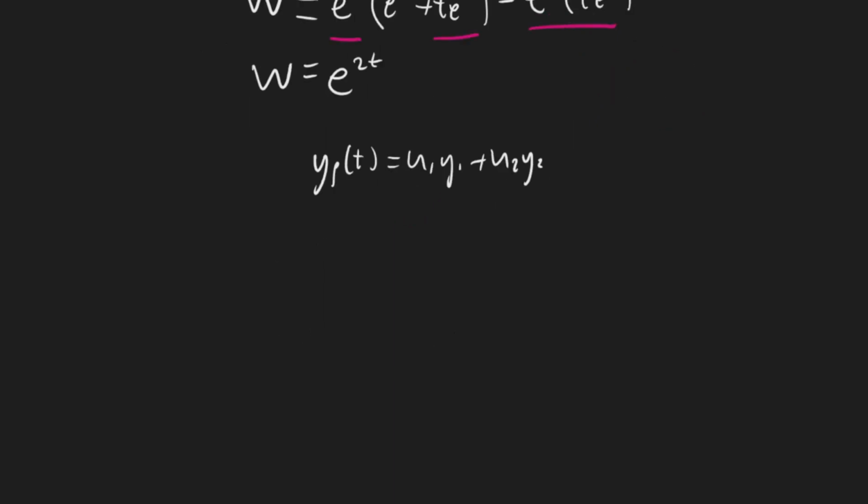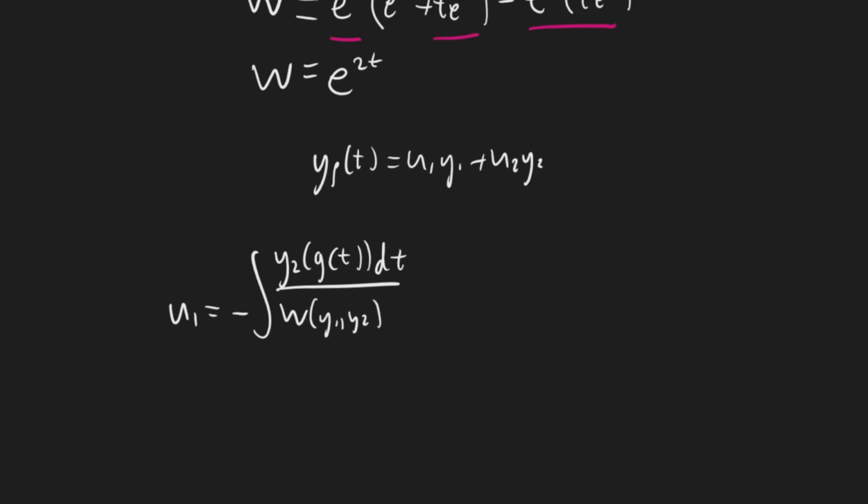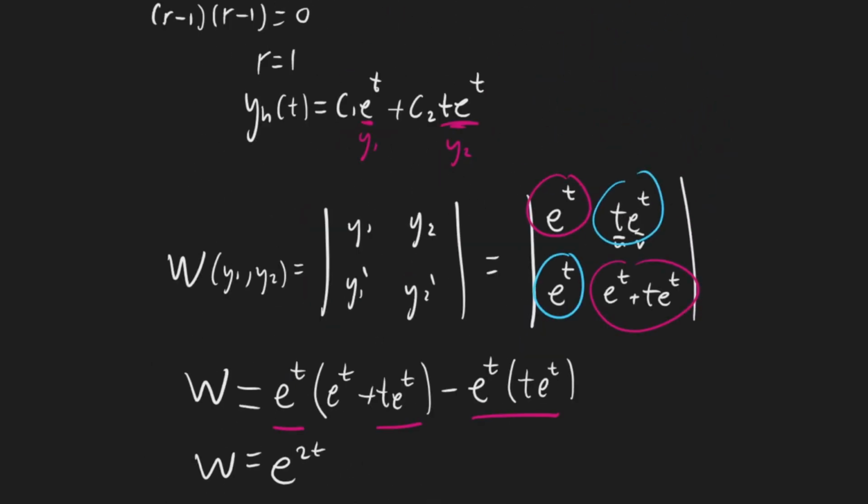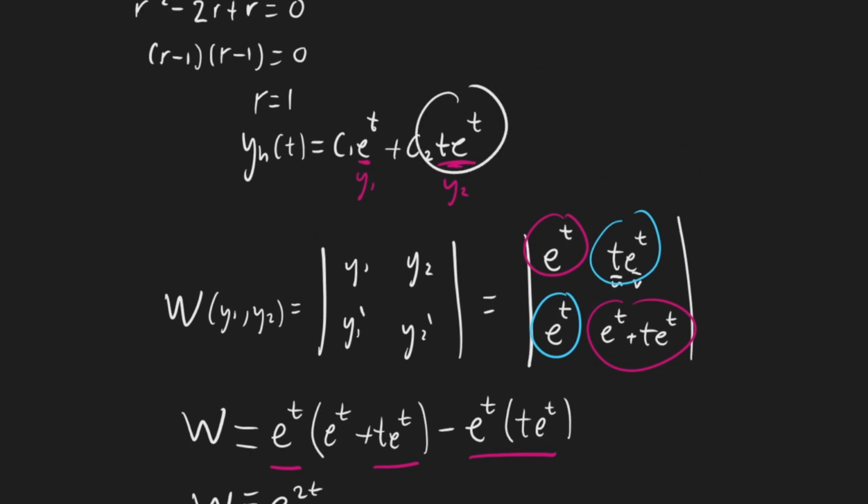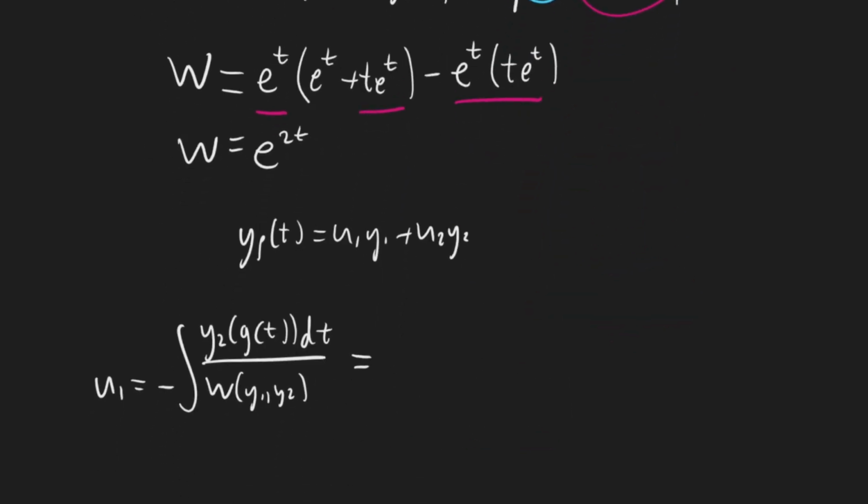Okay, if you remember the formula up above, u1 equals the negative integral of y2 times g of t dt, over the Wronskian of y1 and y2. So we can actually go ahead and evaluate this integral with everything that we know. So what's y2? Well, we marked y2 up above to be t e to the t, if you remember.